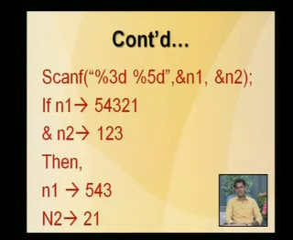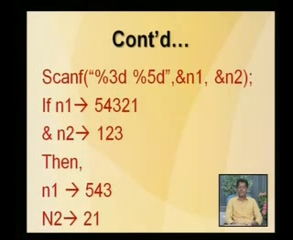Now if we enter n1 as 5 4 3 2 1 and n2 as 1 2 3, then the value of n1 will be 5 4 3 and the value of n2 will be 21. As you can see, n1 contains 5 digits, but it can accept only 3 digits, because of %3d. So we will store only the first 3 digits from the value 54321, that is 5 4 and 3.